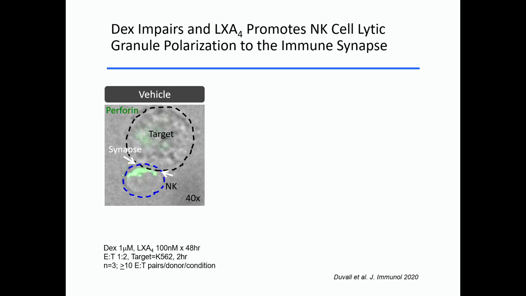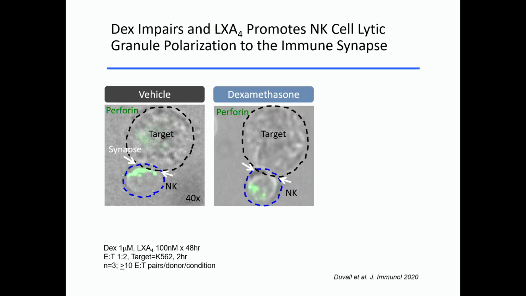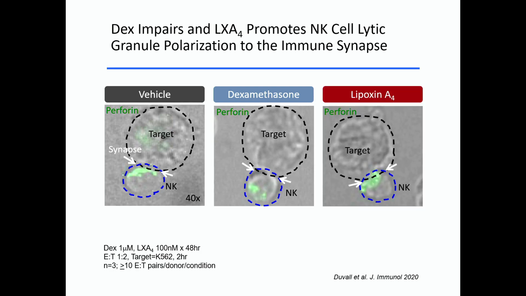And you can see when a natural killer cell engages a target cell, the perforin granules are close to that immune synapse. In cells that are exposed to dexamethasone, you can see that this does not happen effectively. The perforin granules are displaced from the immune synapse and never find their way there, whereas with lipoxin, you see this enhancement, if you will, of perforin granules at the immune synapse.